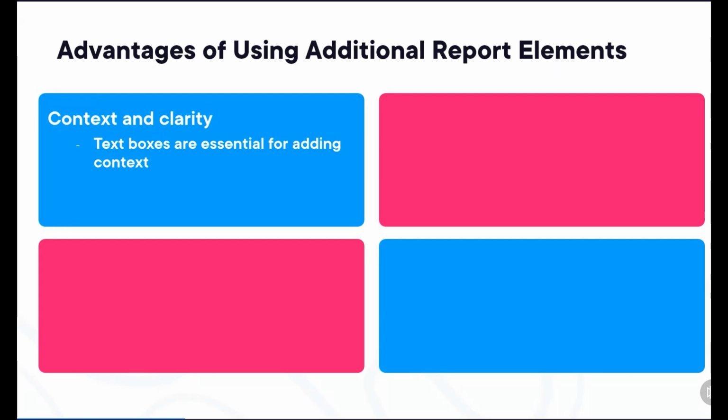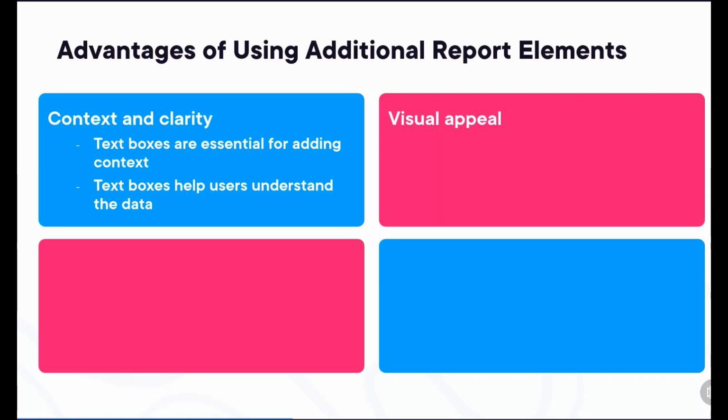They allow you to include titles, subtitles, descriptions, and explanations directly within your report. By providing clear and concise information, text boxes help users understand the purpose and significance of the data being presented. This clarity ensures that your audience can quickly grasp the key insights without needing additional explanations, making the report more accessible and informative.